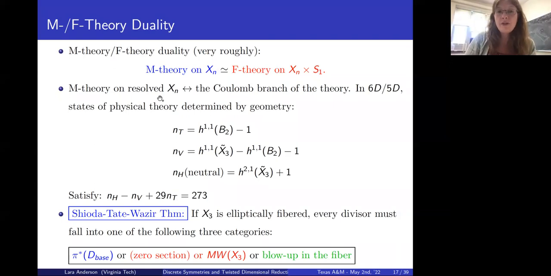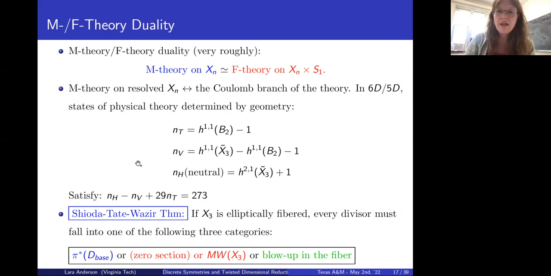And again, you can map out what is the effective physics. So M-theory on the resolved smooth Calabi-Yau threefold is the Coulomb branch of the theory. In 6-dimensional physics, the states of the theory can be entirely read off on the Coulomb branch by the topology of the manifold in consideration. So these numbers H11, H21, these are just the basic topology of the Calabi-Yau. You plug these in and you find the number of tensors, vectors, and hypermultiplets in the 6-dimensional theory are fully specified. Important if you're thinking about things that can shrink to 0 size that you can wrap branes on.